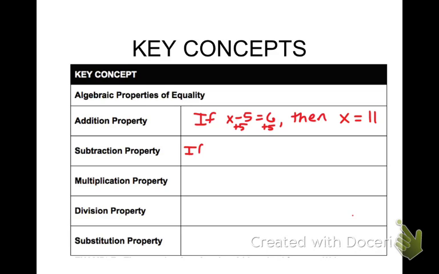For our subtraction property, if x plus 5 is equal to 6, then what would x equal? Stephen? Good. x is equal to 1. Because what did we do? We subtracted 5 from both sides of an equal sign. Do you guys know how to do this? Because you learned this back in the beginning of algebra. It's just now we're remembering what the properties were called that you were using in algebra.